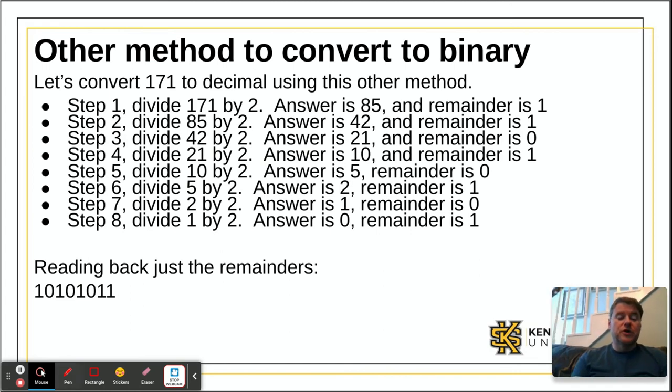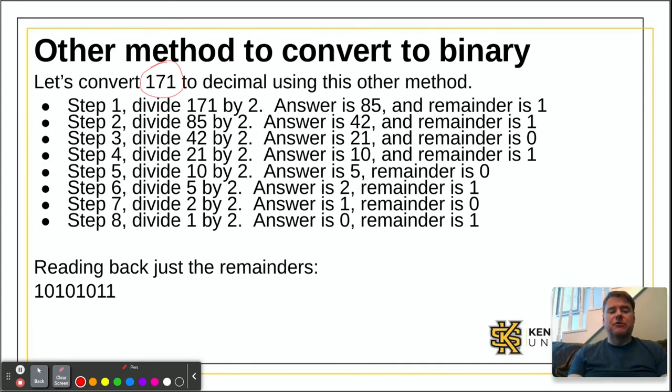All right, so here's the other method to convert from decimal to binary. We're going to take the number 171 and we're going to try and convert it to binary. So what we do is we're just going to keep dividing by 2. 171 divided by 2 is 85 and a half. Or to phrase that differently, it's 85 with a remainder of 1. So you record the answer and you record the remainder, just like I did here. And so next up, you take 85 and divide it by 2, and that's 42 with a remainder of 1. And then take 42 divided by 2, that's 21 with a remainder of 0.